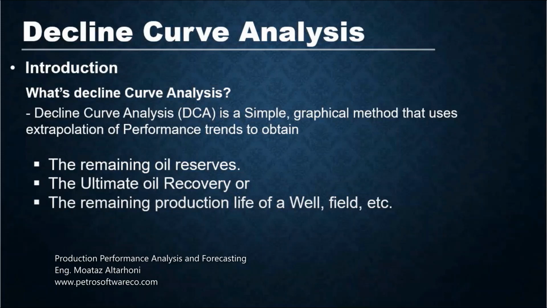As I mentioned, this method is a graphical method, meaning we have x and y axes with different variables that give us good indications about the forecasting by extrapolating the performance. Extrapolate means that, depending on the line we produced, we can predict the future in the same way as the data dropped in the reservoir. So the main and fundamental objective of decline curve analysis is to determine the remaining oil reserves.